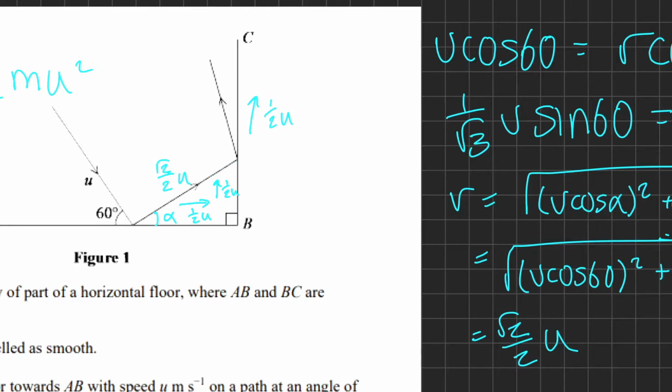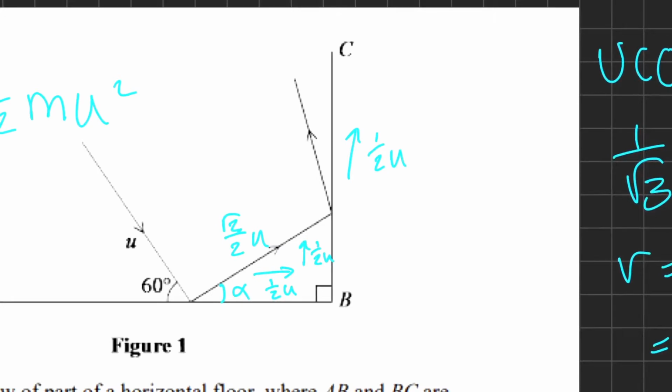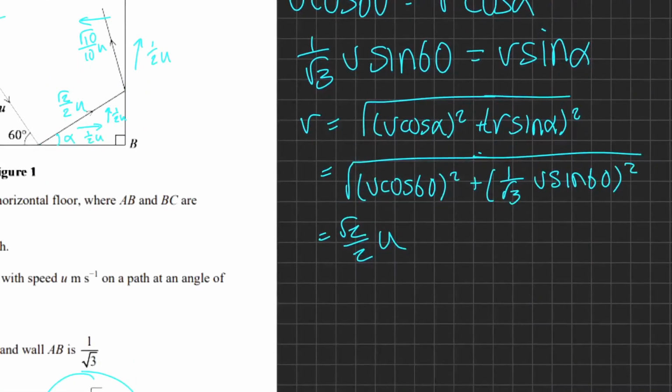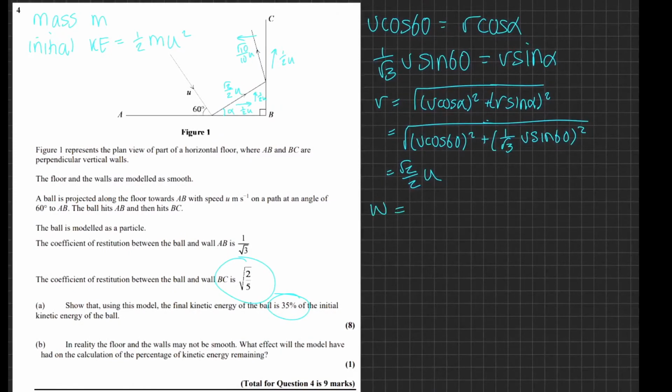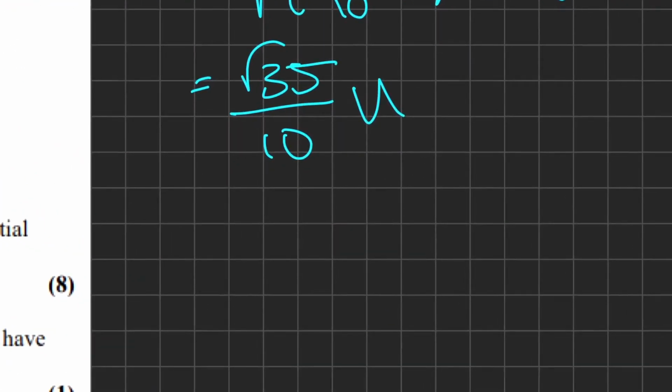And we know that the perpendicular component was initially a half u, but we have to times that by the coefficient of restitution, which we know with BC is root 2 over 5. So that's a half times root 2 over 5, which is root 10 over 10 u, and that's coming out of the wall. So to find the actual final velocity, which I'm going to call w, we just need to take the square root of those two squared. So that's the square root of root 10 over 10 u squared plus a half u squared. Okay, and when we do that, we get root 35 over 10 u. So that is the final velocity after both collisions.